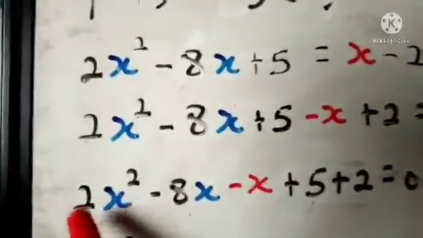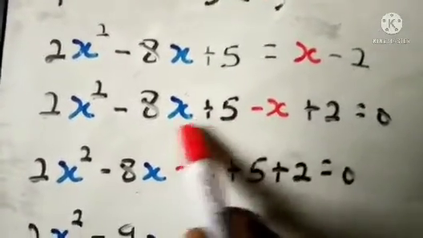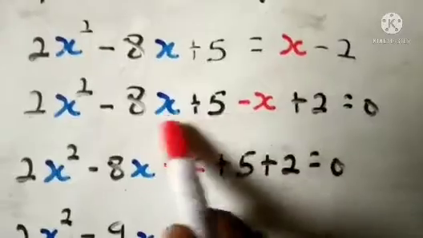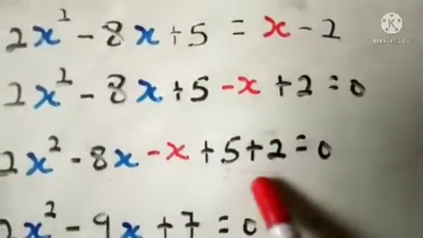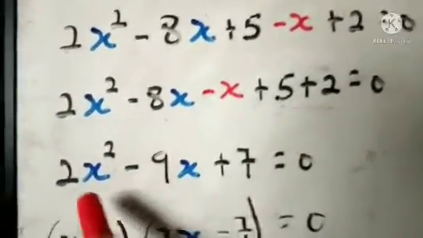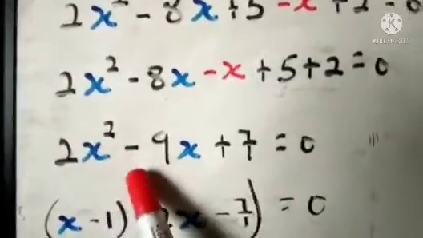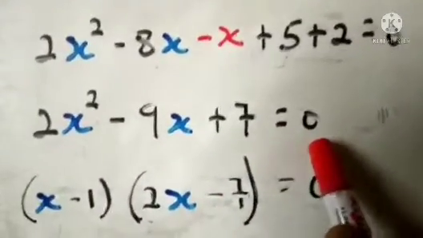After grouping, you have 2s squared minus 8s minus s. So this guy has a friend here, right? So go to your friend, let's combine you together, and then the 5 and the 2 also are friends, so they also be on one side. So we arrive at what? 2s squared minus 9s plus 7 is equal to 0, right?